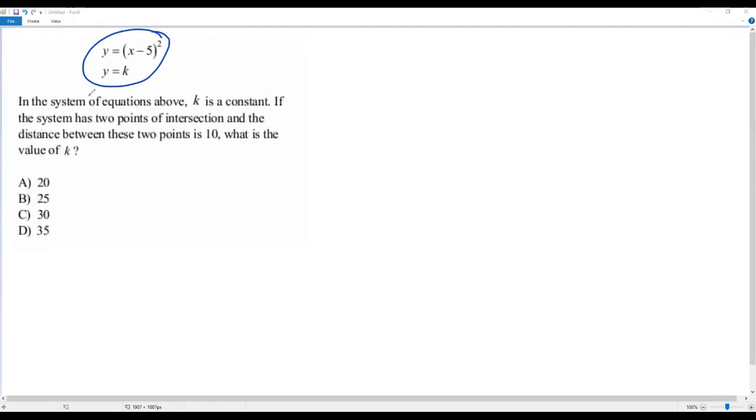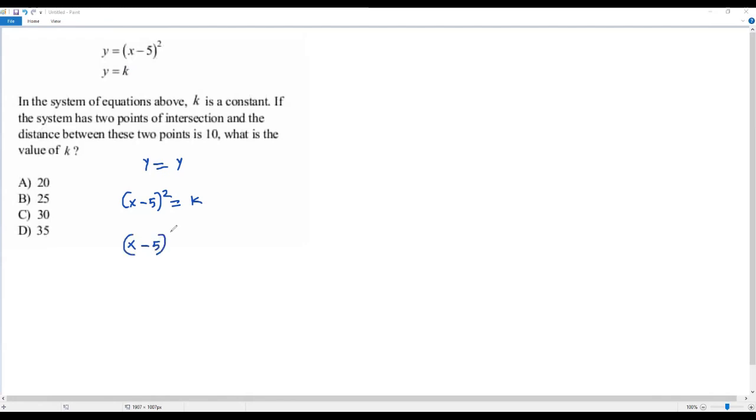Okay, to find the 2 points of intersection, we have to solve the given system. For that, let me write y equals y. For the y on the left side, let me consider the first equation, that is (x − 5) the whole square. And for the y on the right side, let's consider the second equation, that is k. Now to solve for x in this equation, we have to get rid of the exponent 2. For that, we have to take the square root on both sides of this equation.